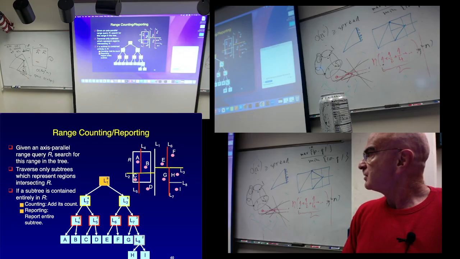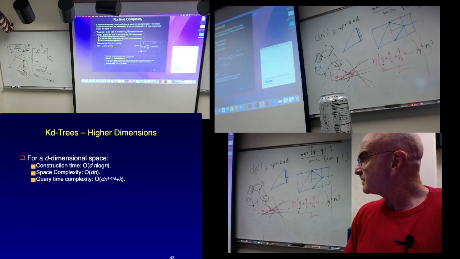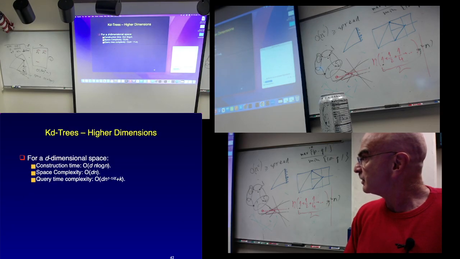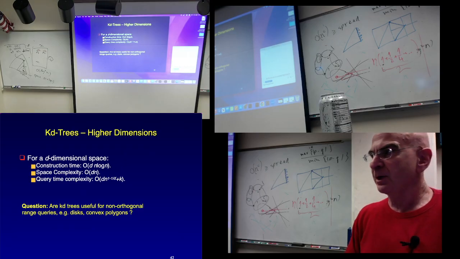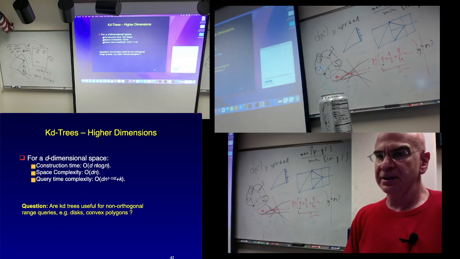Okay, just range counting and why it's square root n. We've gone through it multiple times. And the square root n once again. Higher dimension, just split among the x, among the y, among the z, among the x, y, z, and so on.